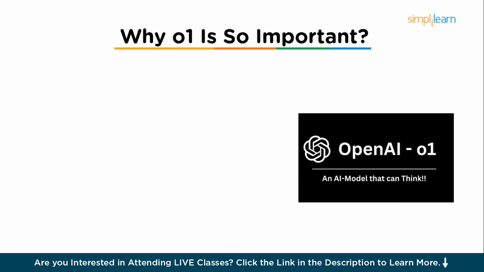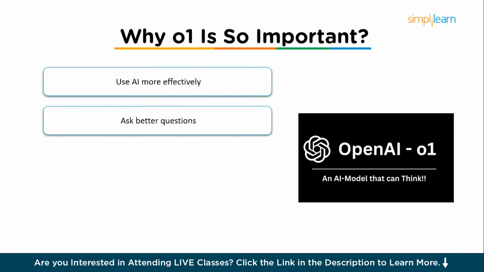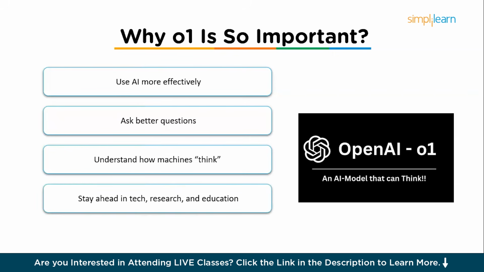Let's now move to why O1 is so important. What is the future of work and thinking? Because reasoning AI is the future and it's already here, learning how O1 works helps you use AI more effectively. Ask better questions, obviously, understand how machines think, stay ahead in the technical, research, and educational fields, and become a critical thinker yourself. So this is not just about AI. It's about preparing for a world where thinking with AI is a part of how we work, learn, and create.